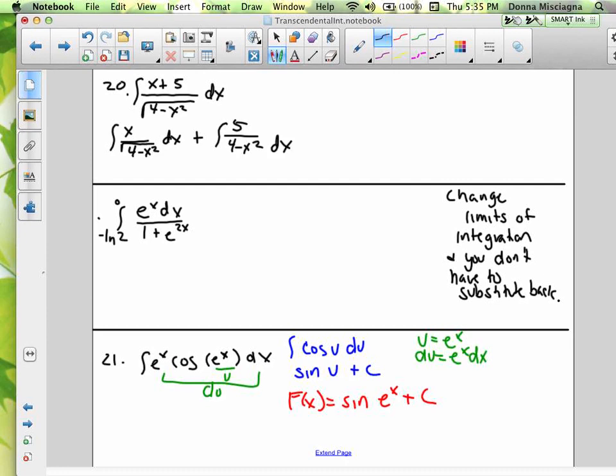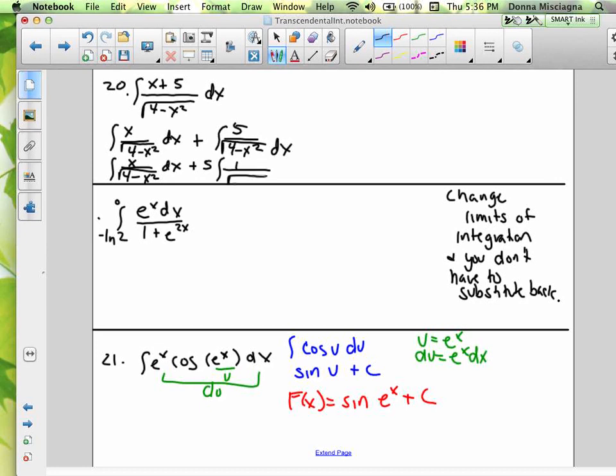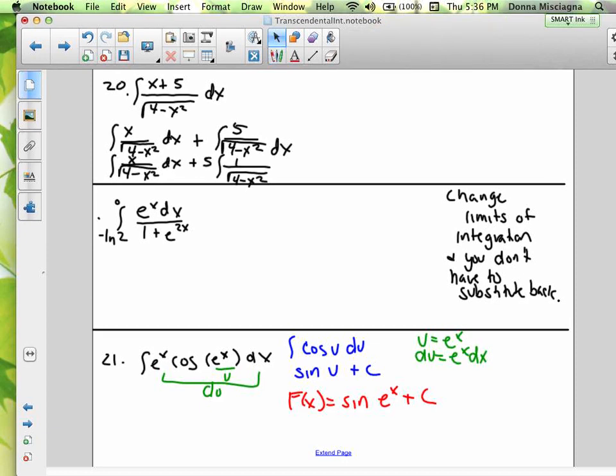Let's go ahead and factor out that 5, because I think it'll make that one easier. Oops, and don't forget the radical. So now we have the integral of x over the square root of 4 minus x squared dx, plus 5 times the integral of 1 over the square root of 4 minus x squared. We saw one like this, but it was one that was an arctan. Well, this one is an arcsine.